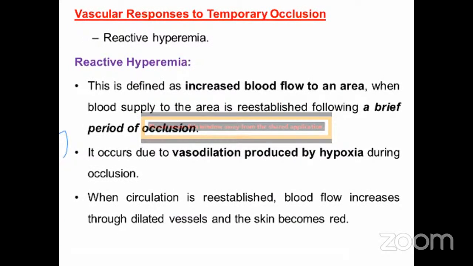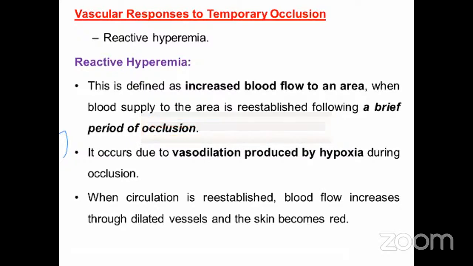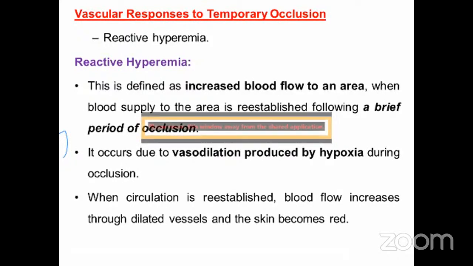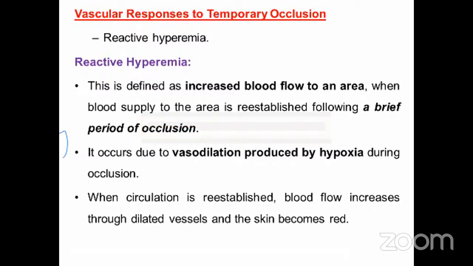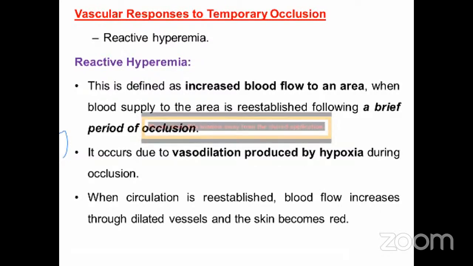Vascular response to temporary occlusion. If there is a temporary occlusion, what happens? Reactive hyperemia is there, that is, increased blood flow to that area when the blood supply is re-established following a brief period of occlusion. It occurs due to vasodilatation produced by hypoxia during occlusion. When circulation is re-established, blood flow increases through the dilated vessels and the skin becomes red. So it is because of reactive hyperemia. Because of the hypoxia, vasodilatation occurs.